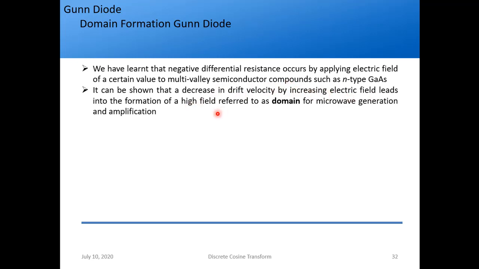So this leads to a high electric field, which is referred to as domain, and this domain leads to microwave generation and amplification, and that is what we require from the Gunn diode. So that's why this concept of domain is important.